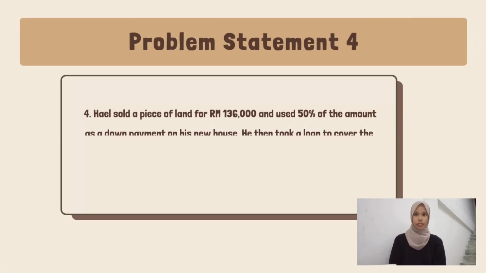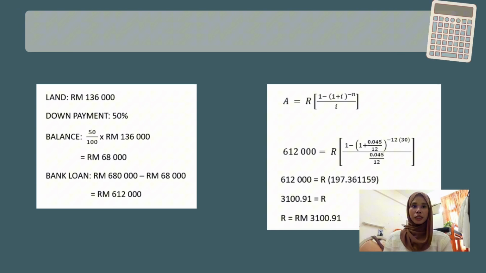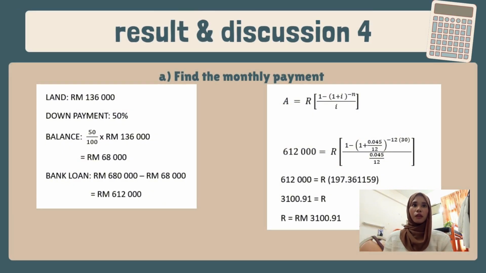For the problem statement, a man has sold a piece of land for 136,000 ringgit and used 50% of the amount as a down payment on his new house. He then took a loan to cover the remaining cost of the house, which was priced at 680,000 ringgit, from a bank that charged 4.5% interest compounded monthly. The loan is to be repaid over a period of 30 years. So this is the question. Question A, find the monthly payment.